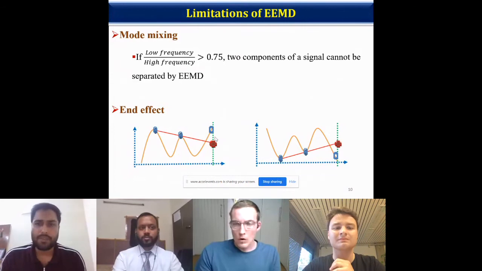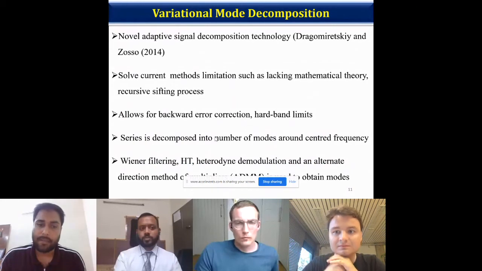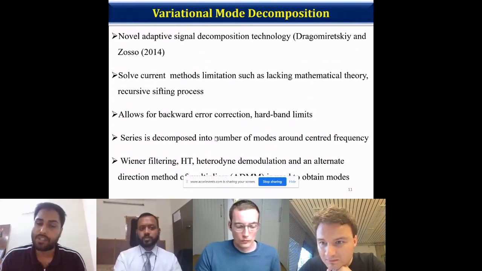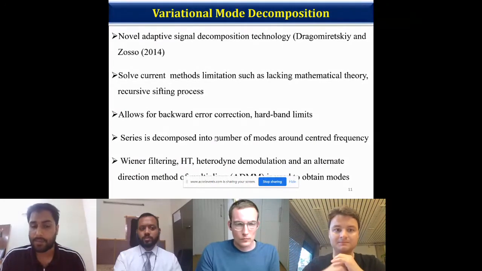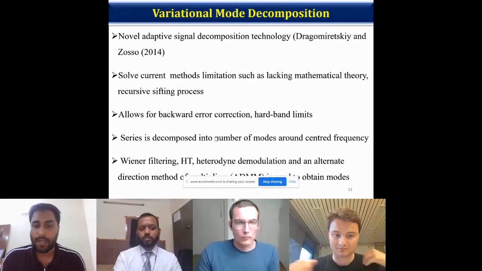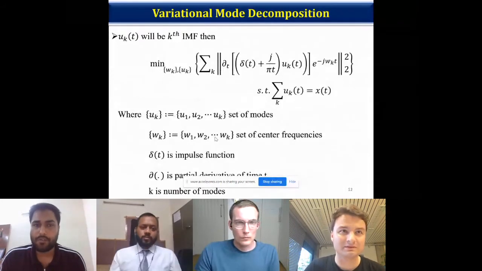So variational mode decomposition was given by Dragomiretskiy and Zosso in 2014, and it solves the limitations of current methods, such as lack of mathematical theory, the recurrence shifting process, and the backward Hilbert band limits. It decomposes a number of modes based on central frequency. That is VMD. Here, different methods are used: Wiener filtering, Hilbert transformation, heterodyne demodulation, and ADMM, the alternate direction method of multipliers, which is used to obtain these modes.